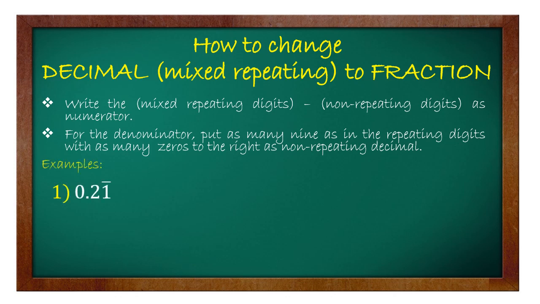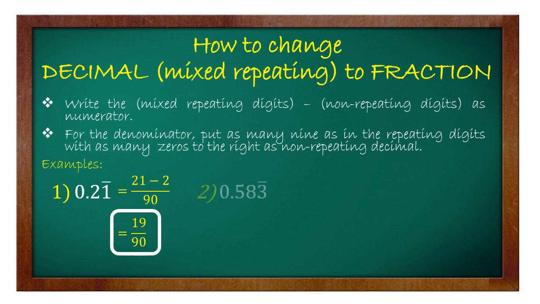So, for example, 0.21, 1 bar at the top of 1. So, ibig sabihin, yung decimal natin, 21. Minus yung hindi umuulit, which is 2, so minus 2. Over, isang repeating, kaya isang 9. Isang non-repeating, kaya isang 0. So, 21 minus 2 is 19 over 90. And then, kung kailangan mo i-lowest form mo siya. Pero kung hindi, ibig sabihin, yun na yung sagot mo. Okay?